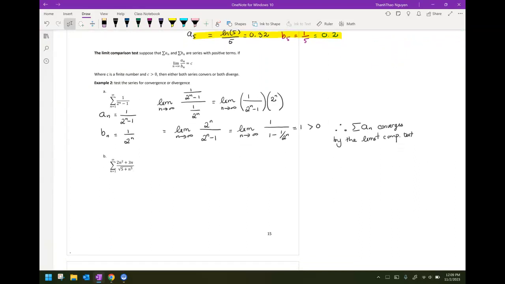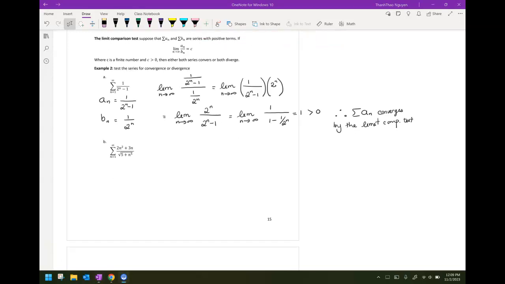In the next case, I need to make a decision. How do I pick the series for b sub n? Well, I know that a sub n equals 2n squared plus 3n in the numerator, divided by the square root of 5 plus n to the 5th. Now as n gets bigger, the numerator would behave like 2n squared, and the denominator would behave like the square root of n to the 5th.